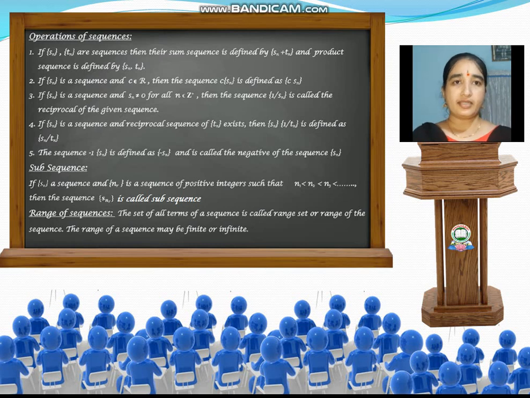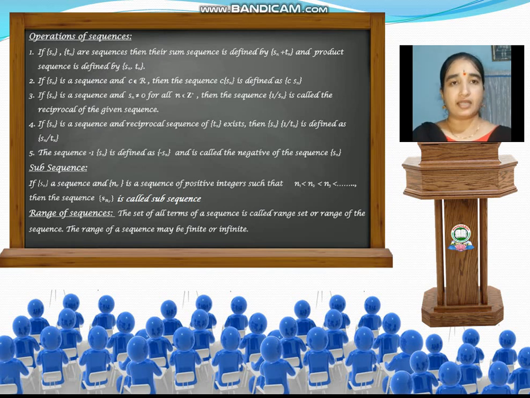Now, let us discuss operations of sequences. Let us consider two sequences Sn and Tn. Then, sequence addition is possible. That is, Sn plus Tn can be written as the set of Sn plus Tn. And sequence multiplication is also possible, Sn into Tn. After that, sequence division is also possible. Sn is one sequence and Tn is another sequence. Then Sn by Tn is also possible.